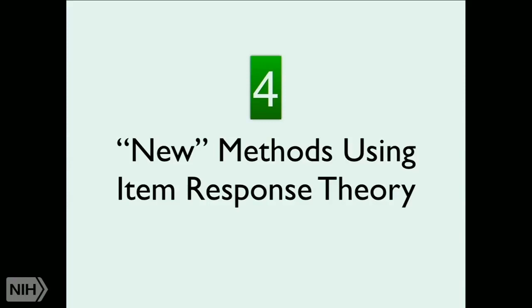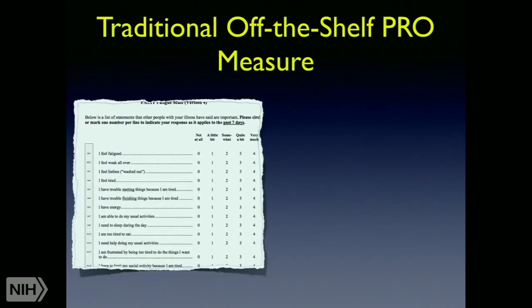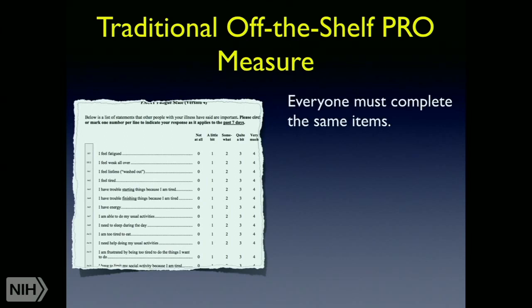Okay? So let's start with contrasting the different types of measures. And let's start with your basic off-the-shelf measure. This is the FACIT Fatigue Scale, developed by David Cella and colleagues to measure fatigue, especially in cancer populations. And this is a great example of your traditional off-the-shelf PRO measure, because you just go and grab it and you're ready to go. Everyone's going to complete the same items on the FACIT Fatigue. All of the items are necessary to obtain a score. You've got to complete all the items because you average or sum up all the items to get the score. Okay?